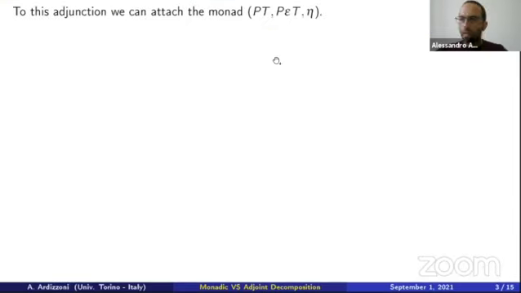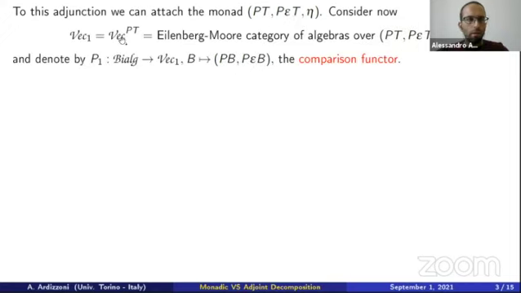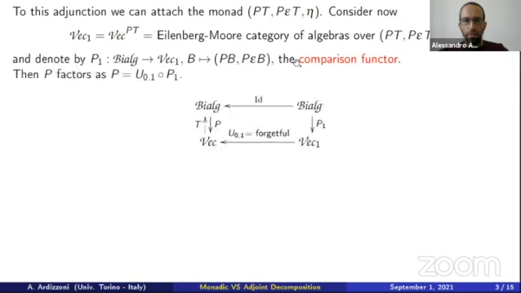We are in particular interested in the Eilenberg-Moore construction attached to this adjunction. As usual, we want to attach a monad to an adjunction. In this case, the monad is this one. And we can consider, as I said, the Eilenberg-Moore category of algebras over it. We denote it by Vec1, thinking of Vec as a 0 step. Then we denote by P1 the comparison functor that can always be defined. So what happens is that we have a new diagram, and P factors as the composition of the forgetful functor with the comparison one.